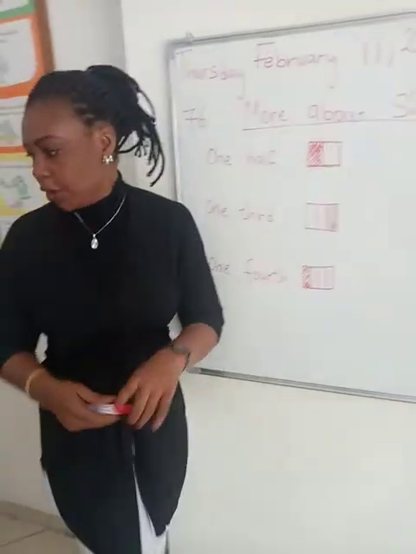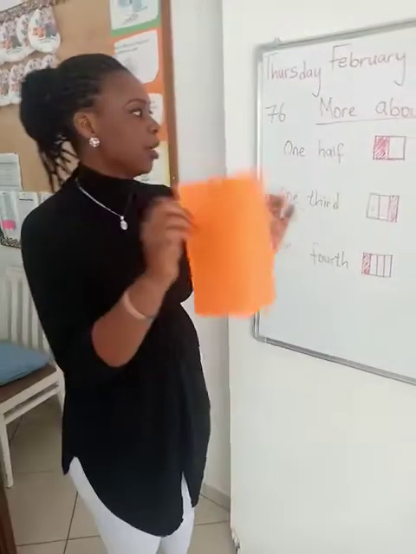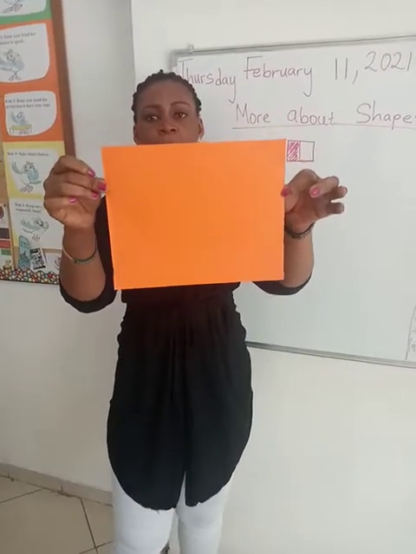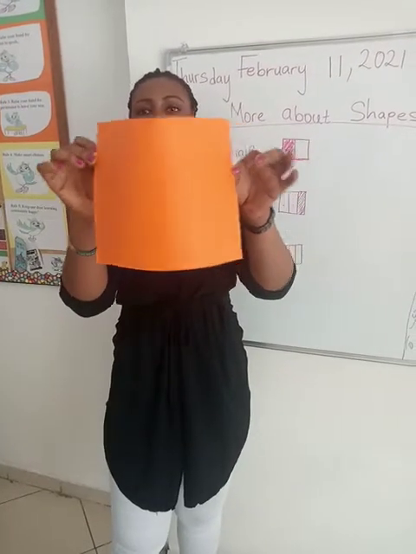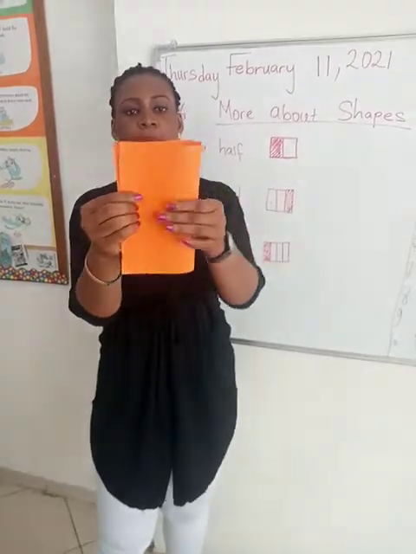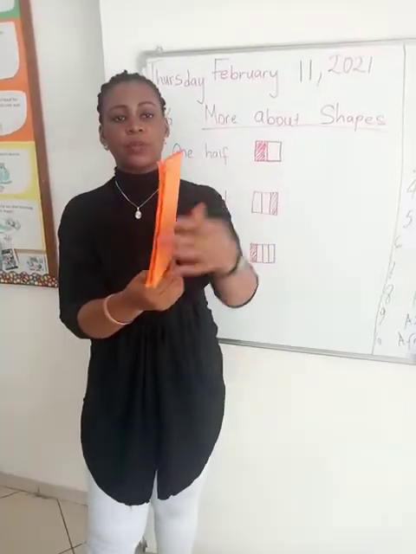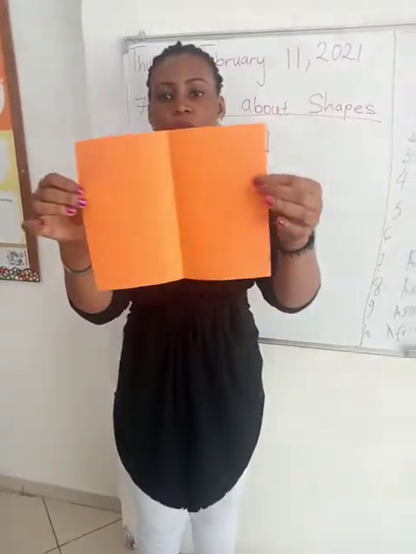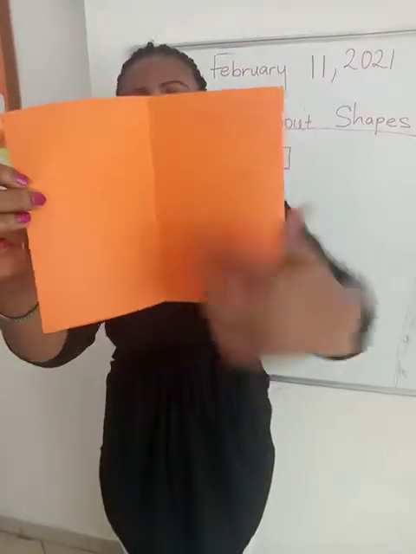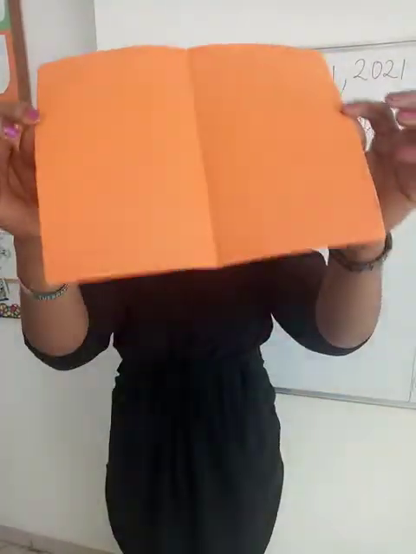All right, so I'm going to use this orange paper also to help you understand this better. I have this full colored paper, and I'm going to fold it into 2 equal parts. So there you go. 2 equal parts. You can see the line of symmetry in the middle, right? Dividing this paper into 2 equal parts.